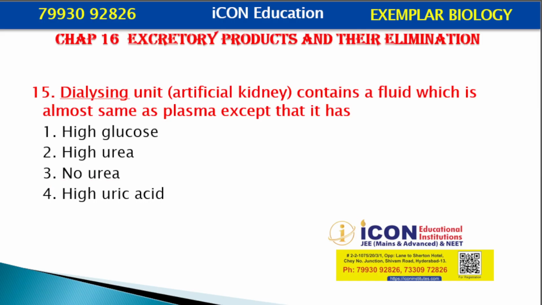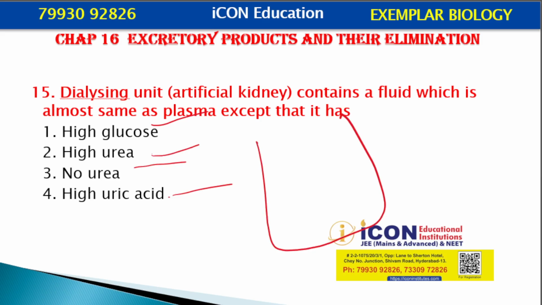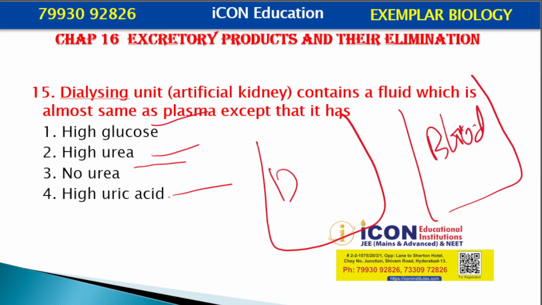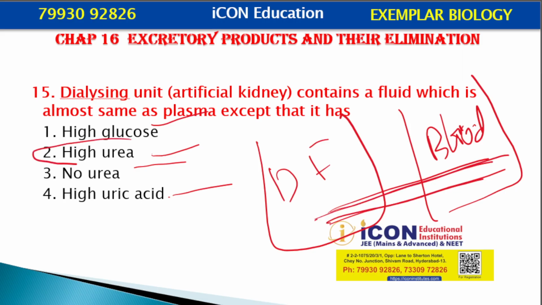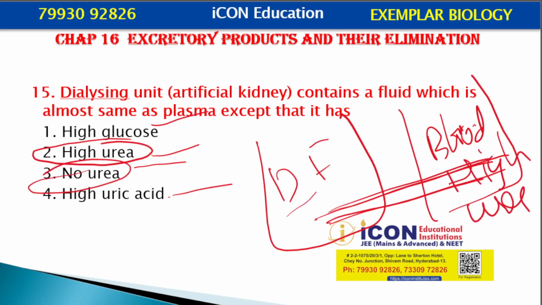The dialyzing unit contains a fluid which is almost the same as plasma, except that it has no urea. We have to remember that the dialyzing fluid and the plasma of human blood should be equal in all components, except for urea. If you find high urea in blood, it is because the patient's kidney is not working. So the dialyzing fluid should not have urea.